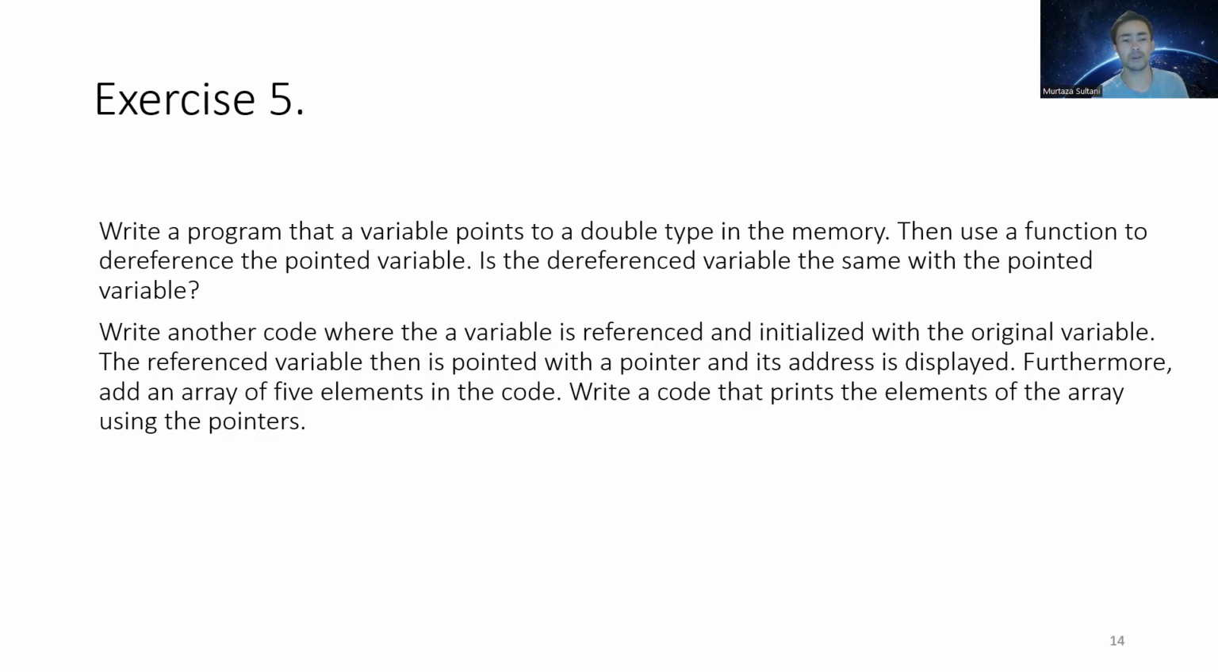This is the question. And you also write another code where a variable is referenced and initialized with an original variable. So you use the reference, and the reference variable is pointed to with a pointer, and then its address is displayed. Furthermore, you add an array of 5 elements in the code, and then you write code that prints the elements of the array using pointers. So using pointer arithmetic, you can write the elements of an array on the console.